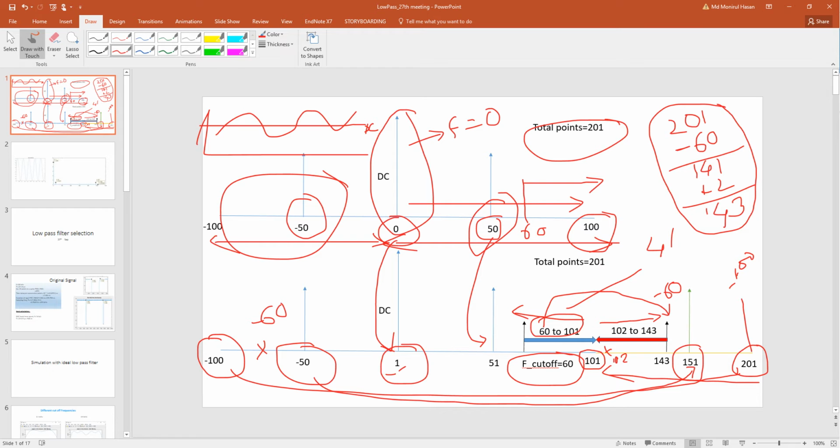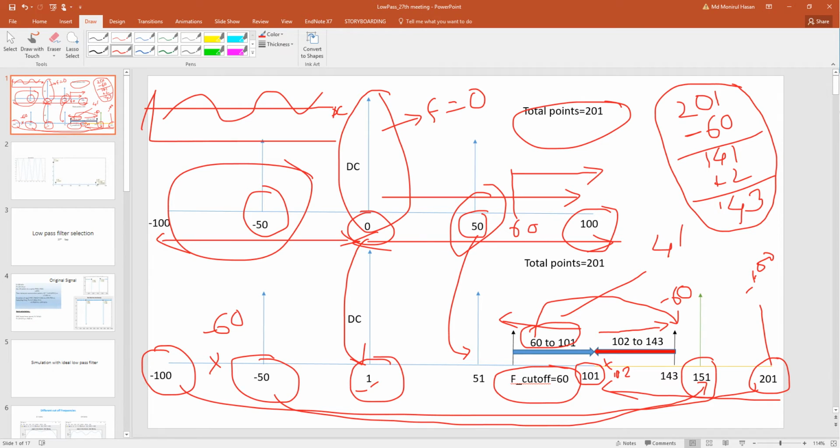So these are the basics, the way you can calculate your frequency range.